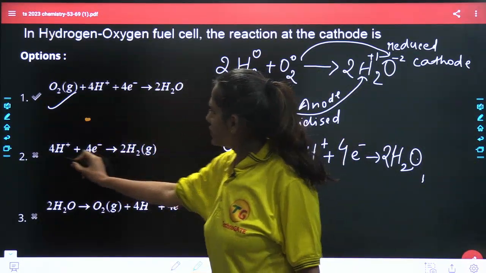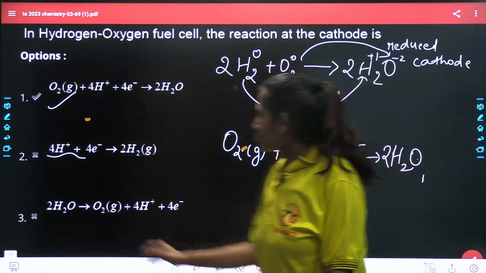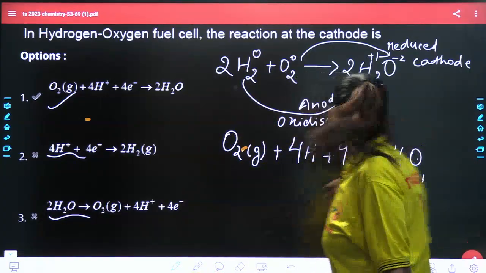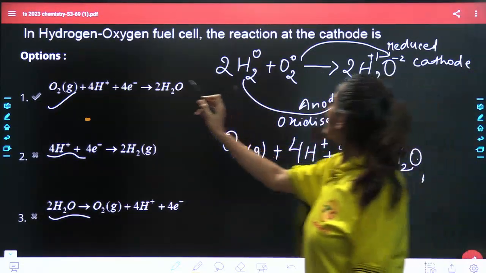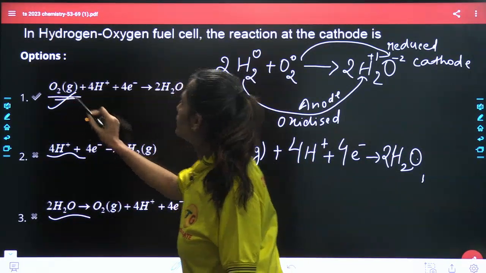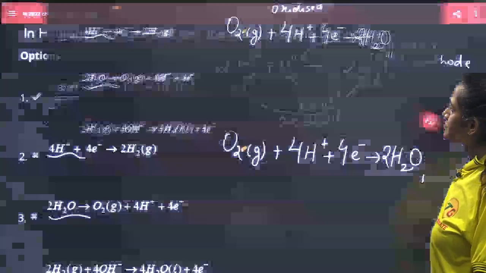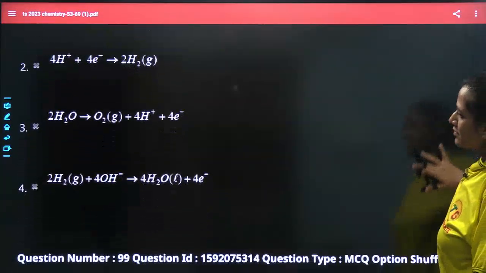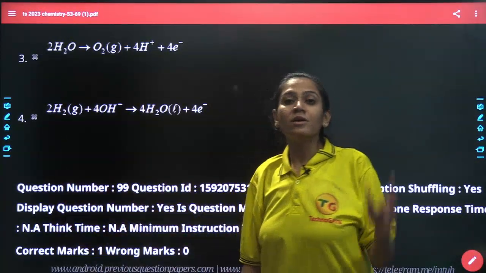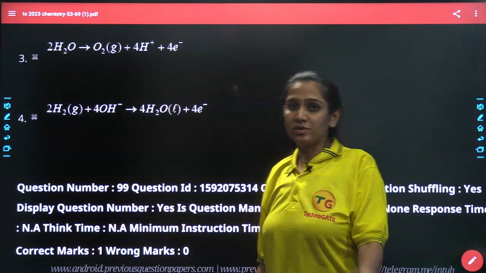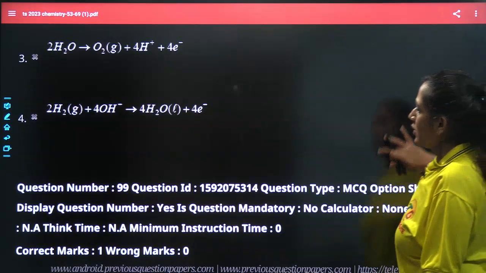In the remaining options, this is this. So this is not cathode, this is anode. This reaction has no meaning. So our correct option would be option number 1, where at cathode, this would act as our cathode. Clear? Here also in the fourth option hydrogen is taken, but our cathode is oxygen. Hydrogen is anode, it is getting oxidized.